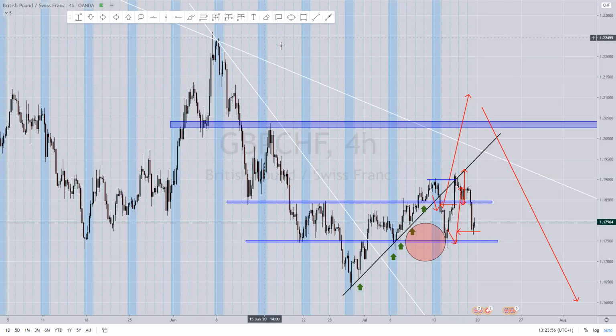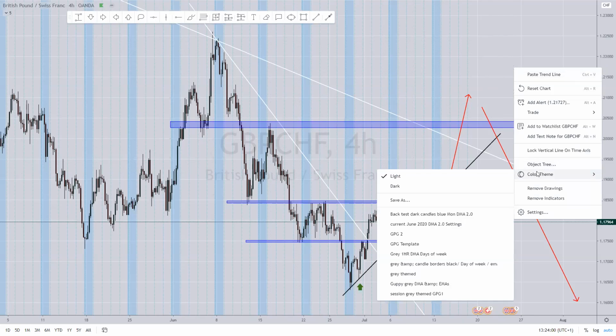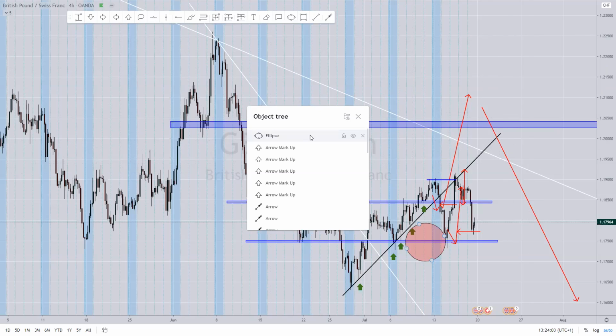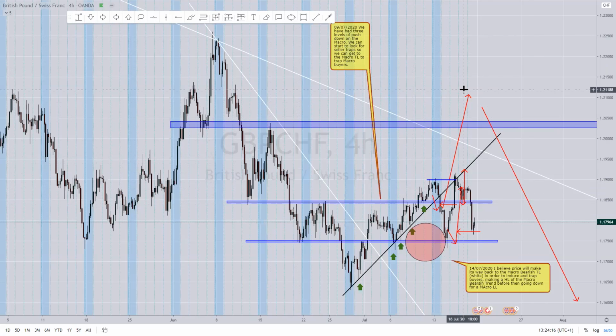Finally, I'm going to bring up the object tree just so you can see the sort of things I was actually looking at. Okay, so call out. On the 9th, it says here we have had 3 levels of push down on the macro. So this is what I was talking about here. So you've got 1, 2, 3.